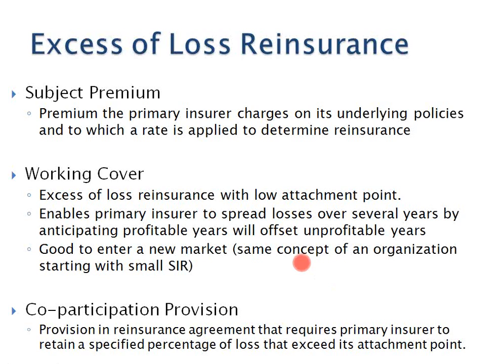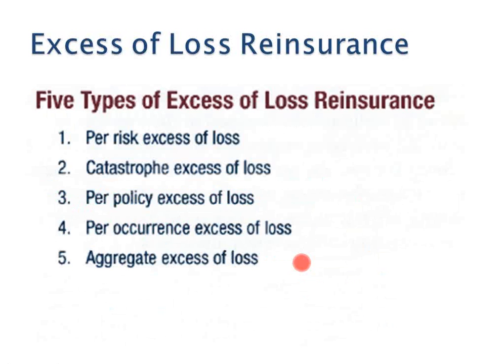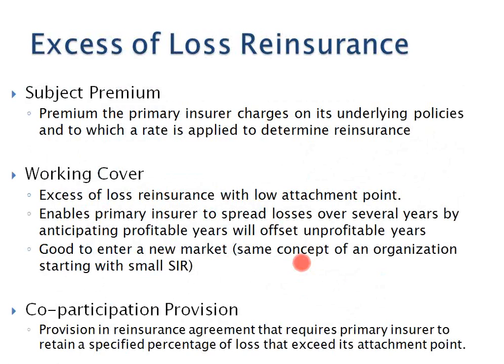And then there could also be what's called a co-participation provision, which is a provision in a reinsurance agreement that requires the primary insurer to retain a specified percentage of loss that exceeds its attachment point. I think I'll show this on one of the slides here, what that means. The idea is that maybe it's 5%, so that there's some skin in the game beyond just paying for it. The co-participation is also meant to help make sure they manage the claims so they don't pierce the layers.